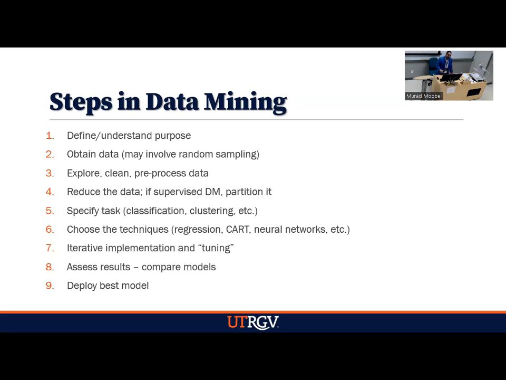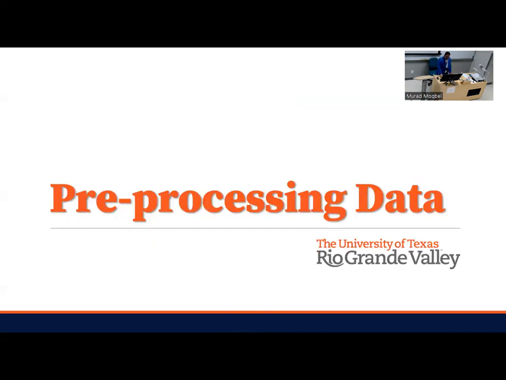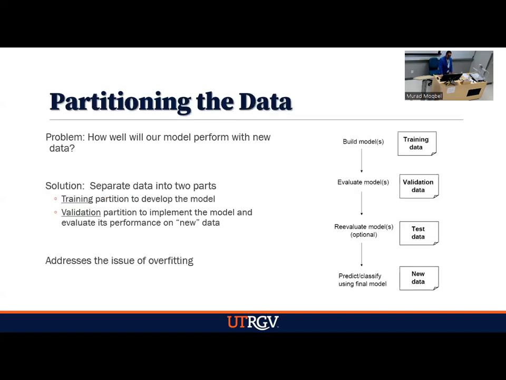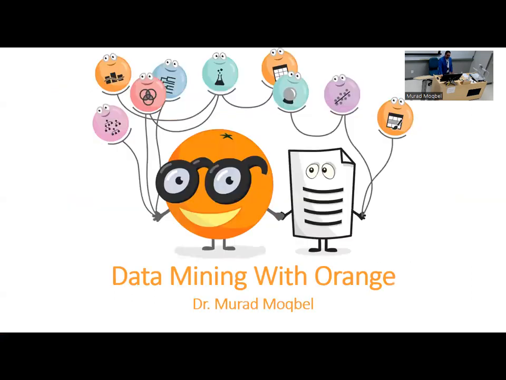And then some go even further to tuning that model. And then we assess the results. We have multiple machine learning algorithms that we test, and then we pick the best performing algorithm and use that for our future prediction. So that's where we deploy the best model. Now, pre-processing the data, again here, I want to emphasize the numeric versus categorical variable and partitioning. I already talked about it.